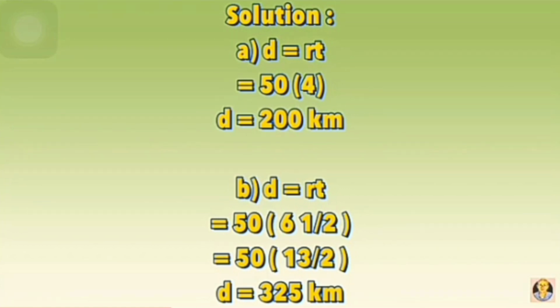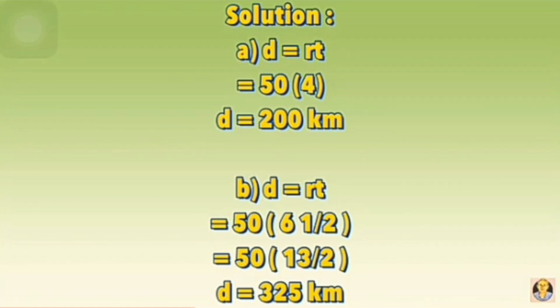For letter B, we have the same formula that we're going to use. D equals RT equals 50 again, the rate in kilometers per hour given. Then the time covered is 6.5. Then we are going to multiply 50 by 6.5. This is a mixed number, so we will change this to an improper fraction. Then we're going to multiply 50 times 13 divided by 2. So the result is 325 kilometers, the distance for letter B.